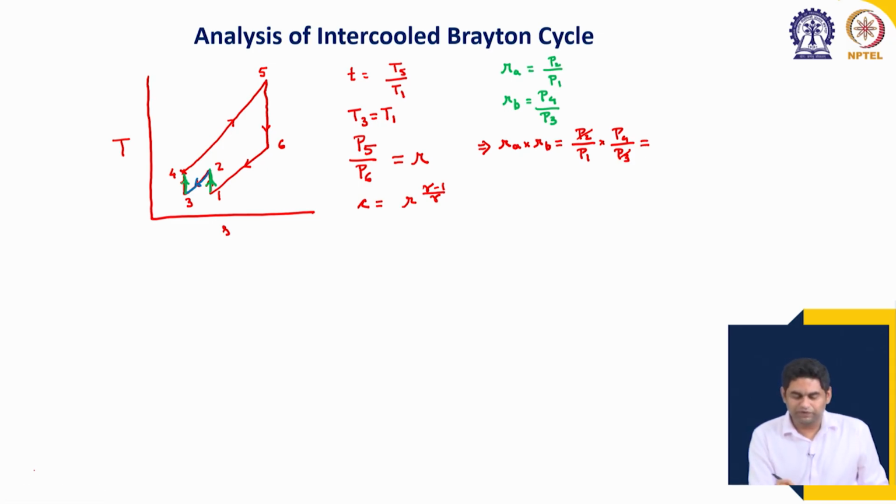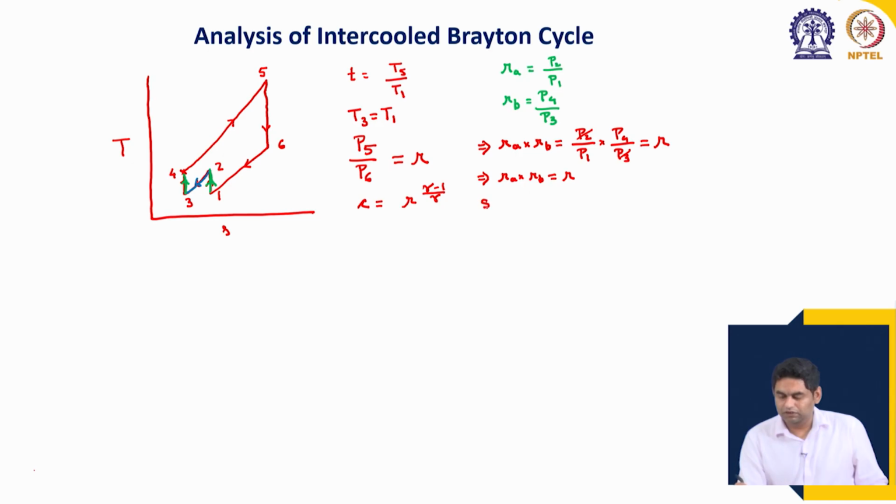What is P4 by P1? P4 by P1 is the overall pressure ratio, P4 equal to P5 and P1 equal to P6. So, this is the overall pressure ratio R. So, which means that R A into R B is equal to R. This is similar to the case of reheating or reheated Brayton cycle, but in that case the pressure ratios were defined for the turbines, two turbine expansion processes. Here the two pressure ratios are defined for the two compression processes done in the low pressure and high pressure compressor. So, corresponding values of C also can be defined.